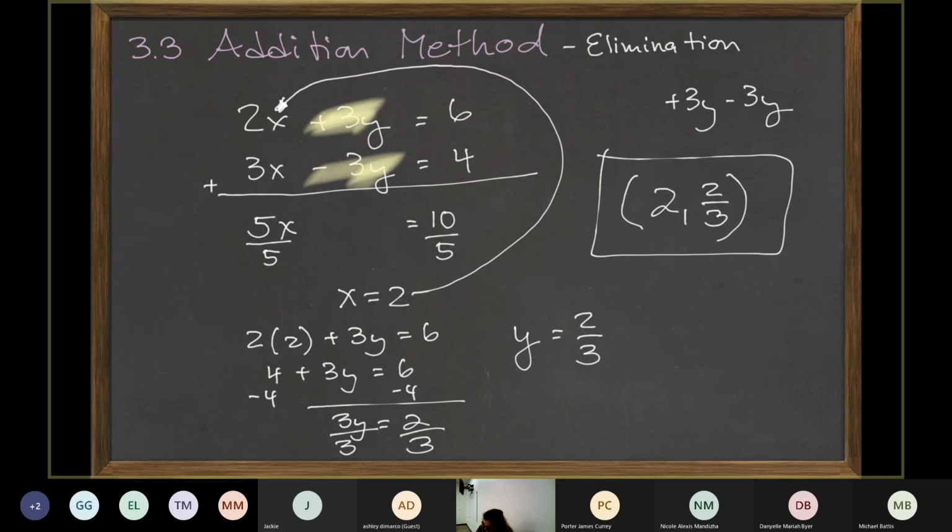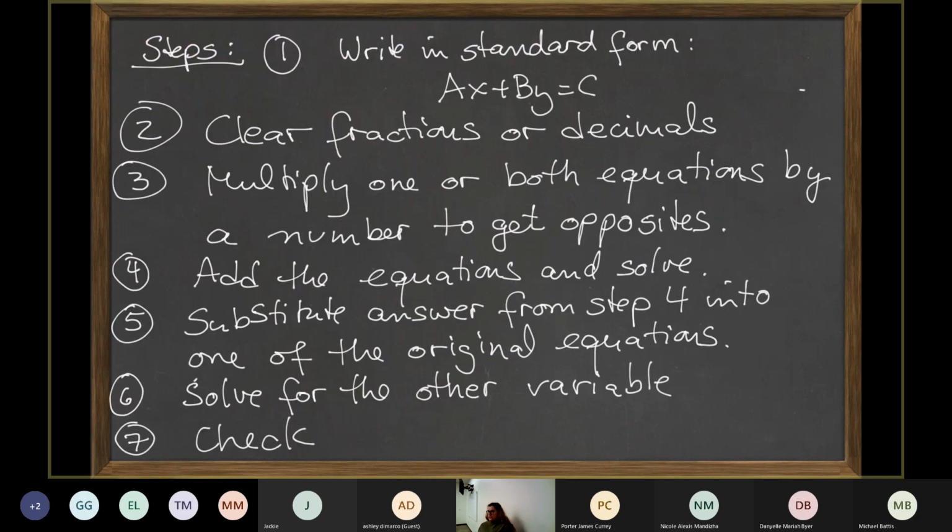Let's see. Here are the steps, so you may want to write them down first. I'm going to keep it on this slide for a second. The first step is, when we use addition method, it has to be in standard form: Ax plus By equals C. So all your x's and y's have to be on the left-hand side, and then the number on the right-hand side.